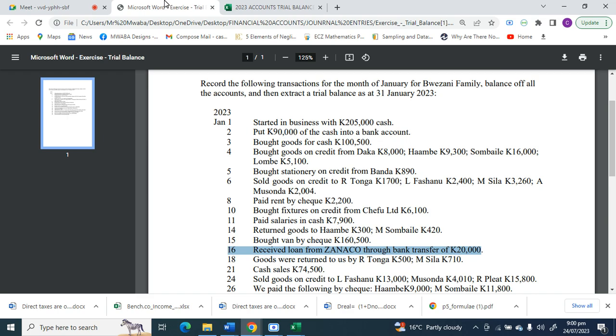Which two accounts are involved? Which two bank accounts are involved? I mean, which two banks are involved?